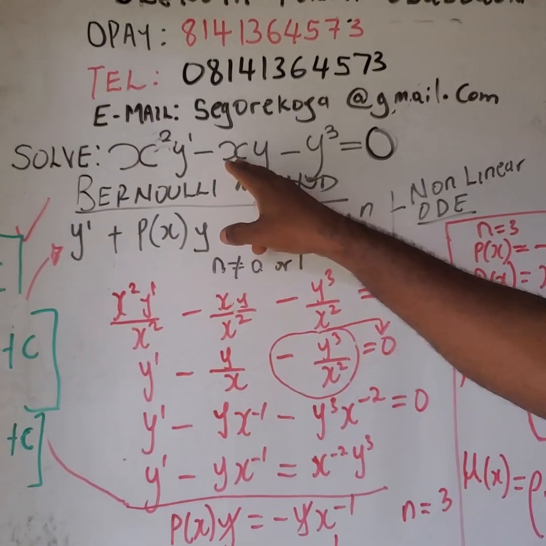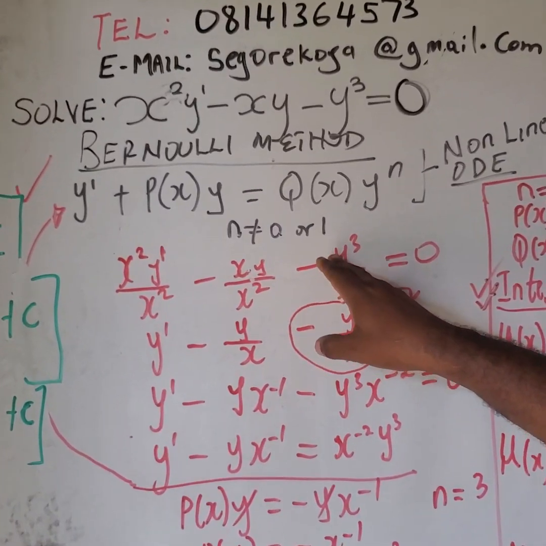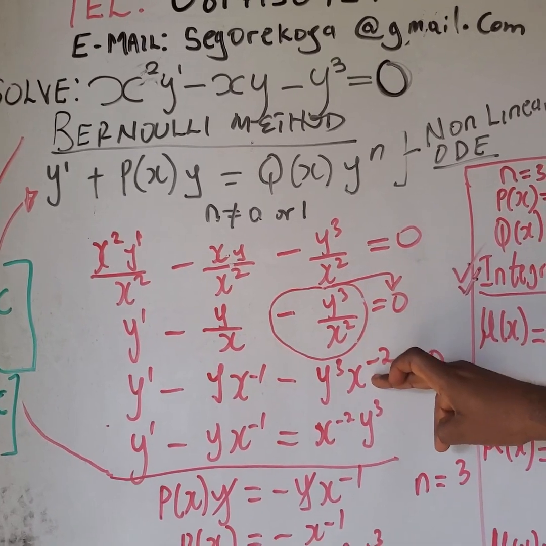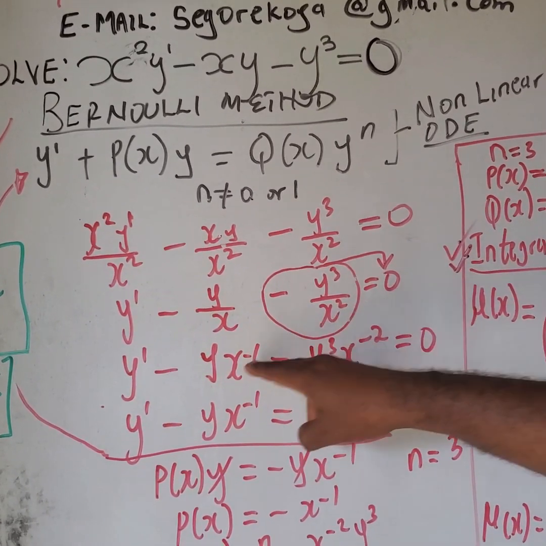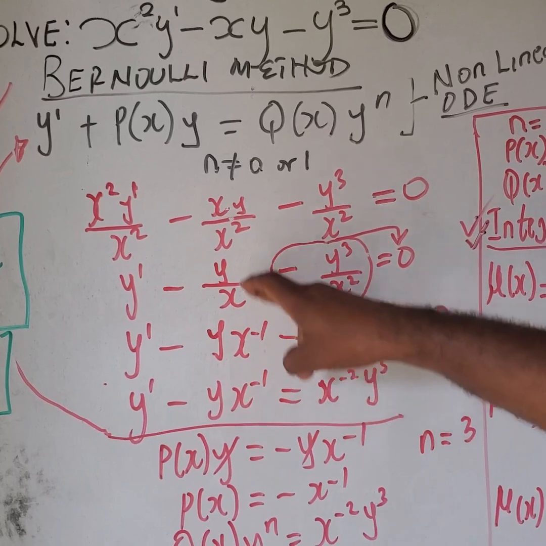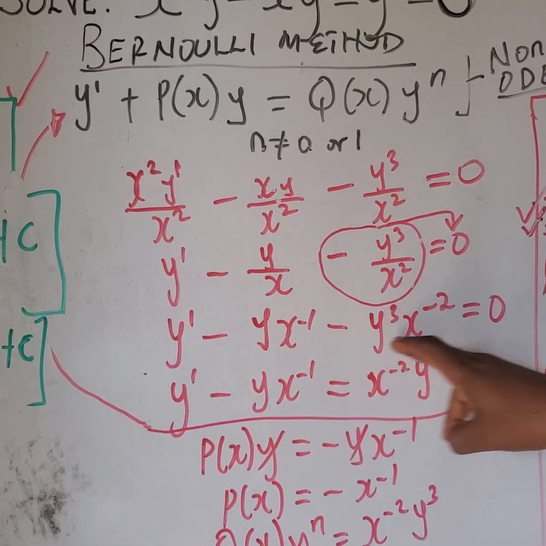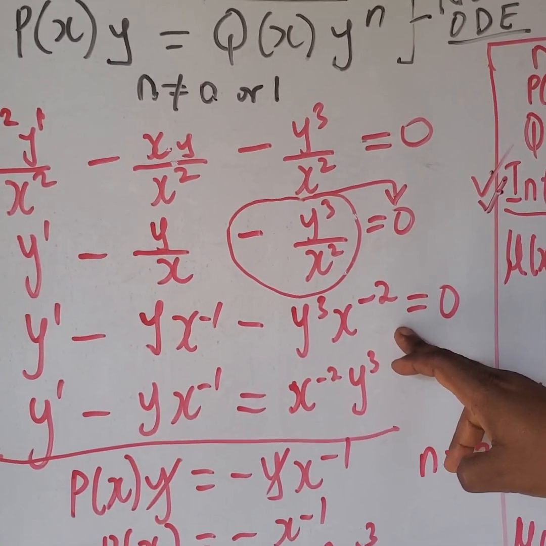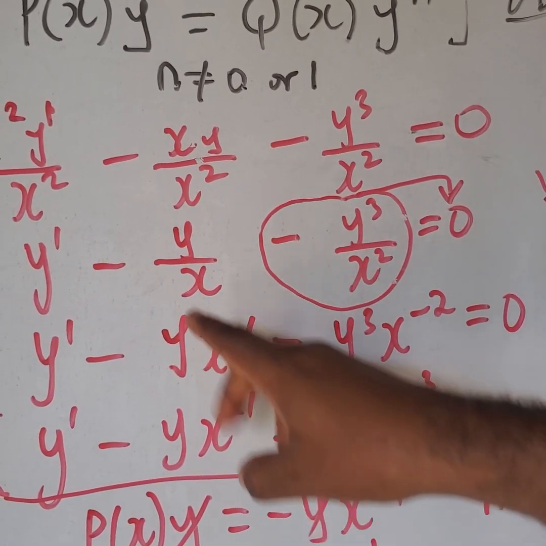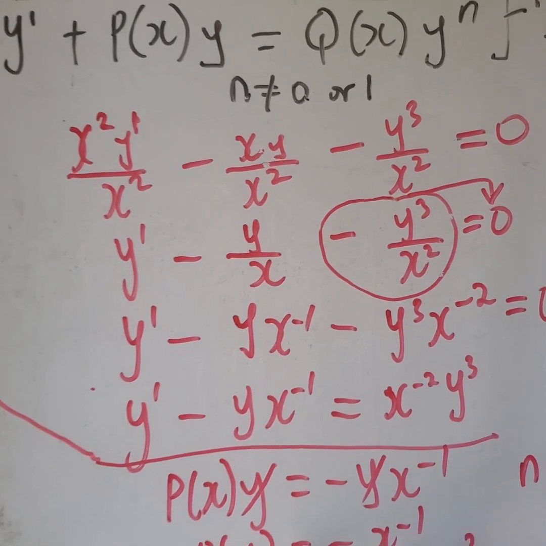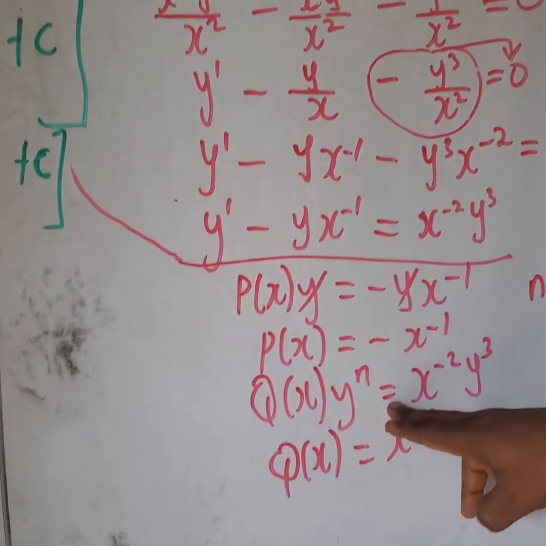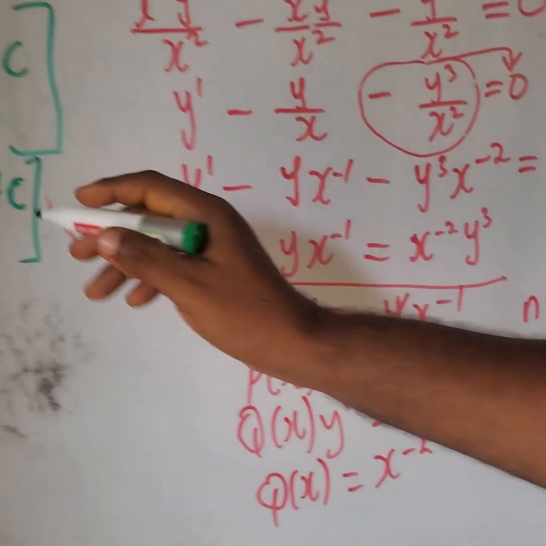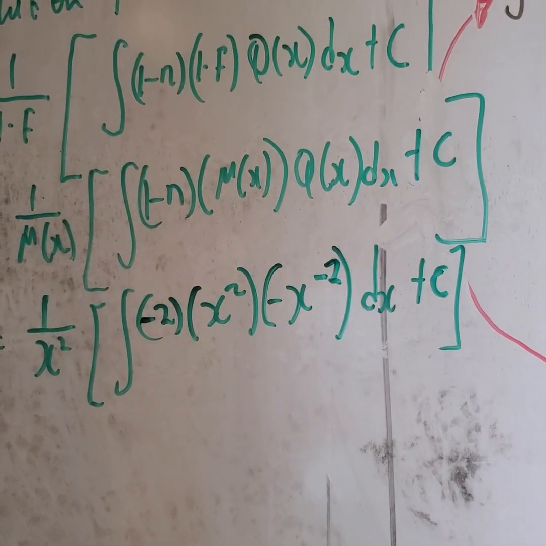So when you divide through by x squared here, this is y cube over x squared. So this becomes x raised to power minus 2, using law of indices, and this becomes x raised to power minus 1 using law of indices. So we have this expression. Now, if we compare this expression very well, we can see that P of x is x raised to power minus 1, and Q of x is x raised to power minus 2.